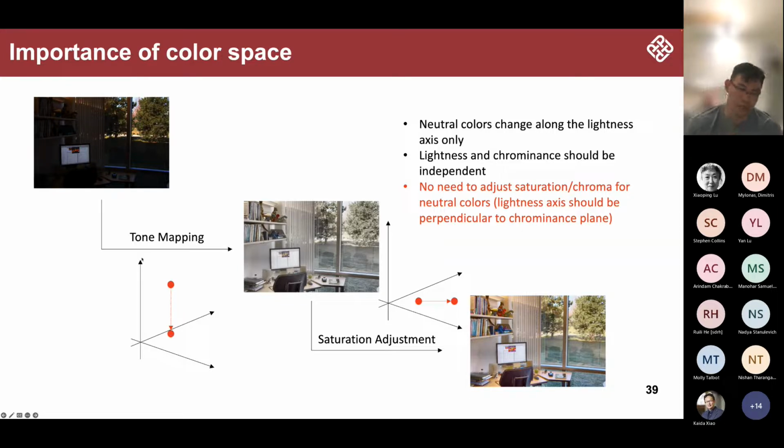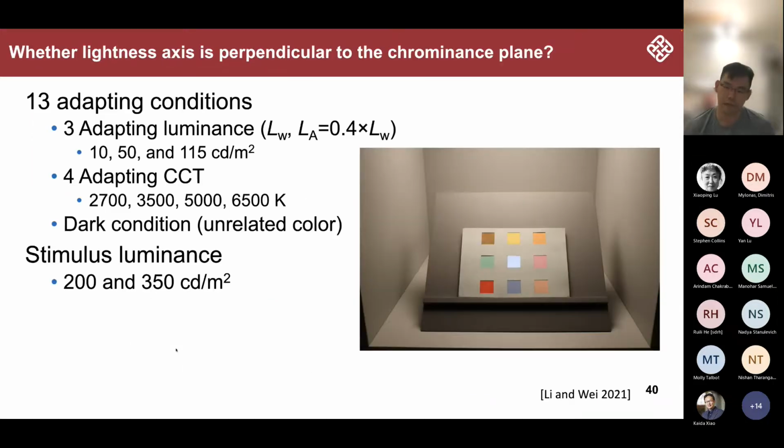Which means we want this vertical axis to be perpendicular to the chrominance plane, so that for neutral colors we only adjust the luminance. Based on this, we looked at how the existing models can really do that. So we ran this experiment. This is a viewing booth, and behind this neutral color patch we put an iPad. The center square comes from the iPad, and we make the iPad very bright.